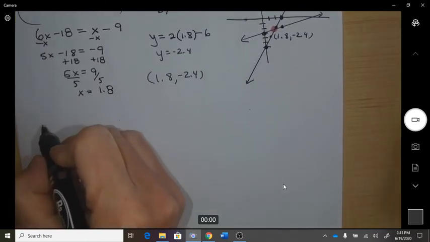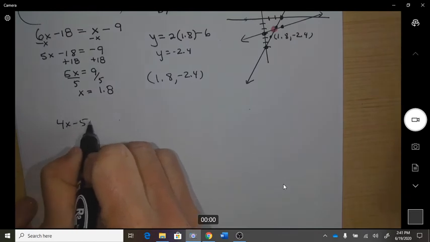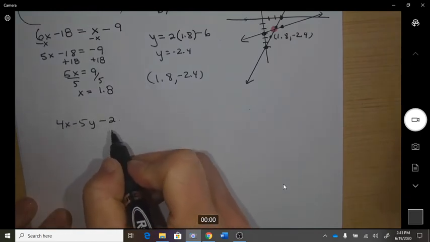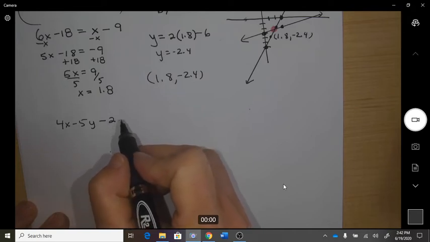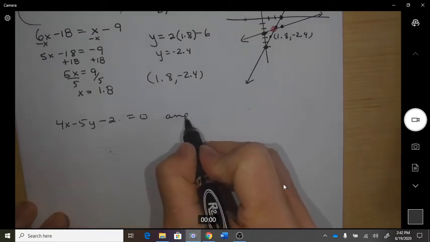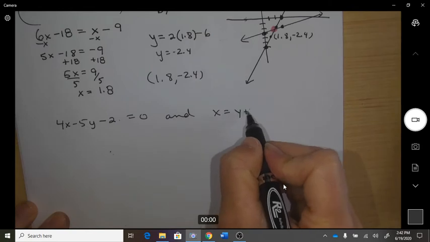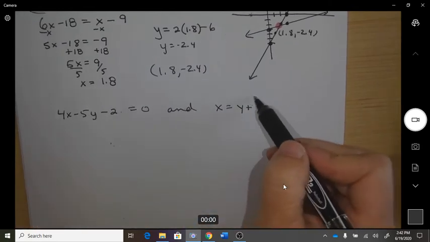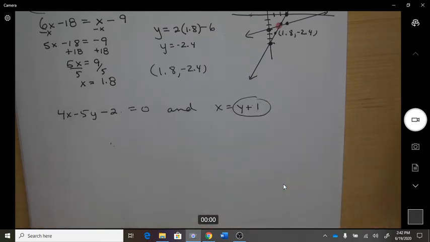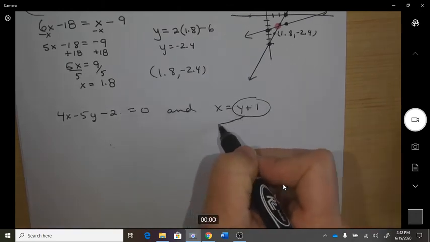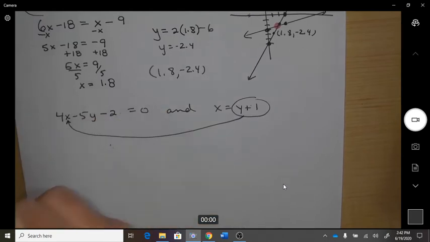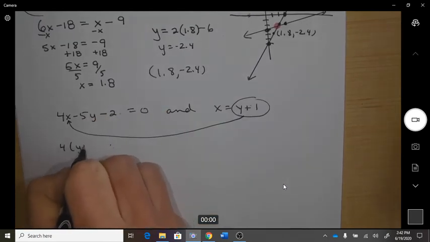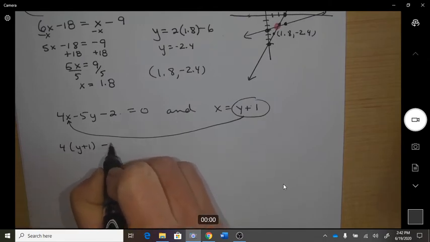Okay, next one. 4x minus 5y minus 2 equals 0, and x equals y plus 1. Okay, so what I did was, you can see that you have something for x, so now I am going to take that and replace my x. So 4 times and replace my x, so that's the substitution.